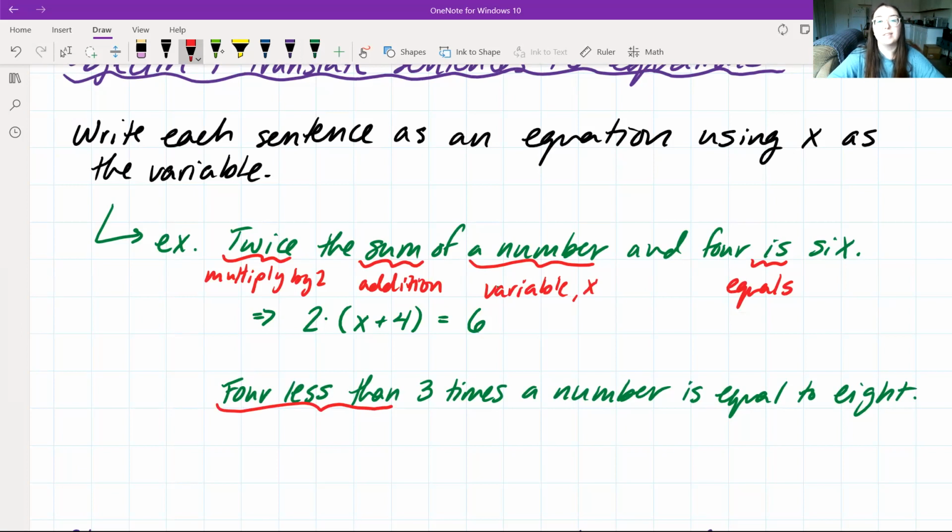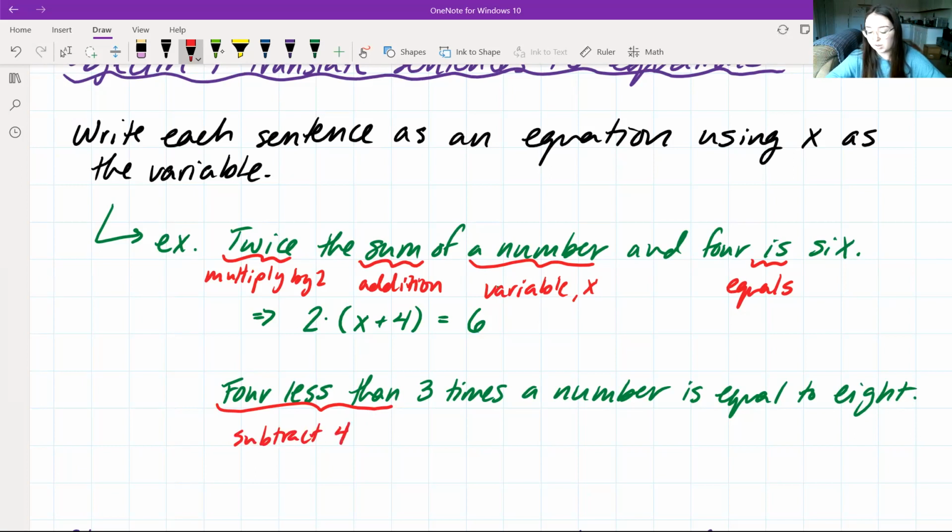Normally, when we have any sort of subtraction, we follow in order. But the key word here is that 4 less than something else. So this means that we're going to have this something else minus 4, because we're saying it is 4 less than this other expression. So 4 less than is actually going to be subtract 4.